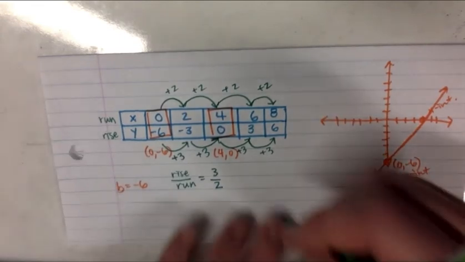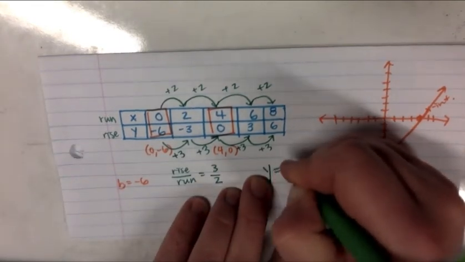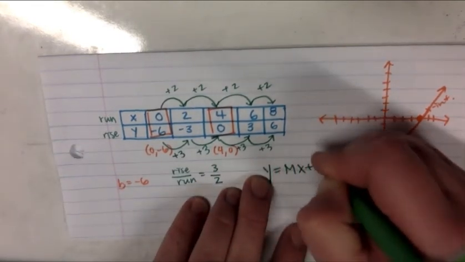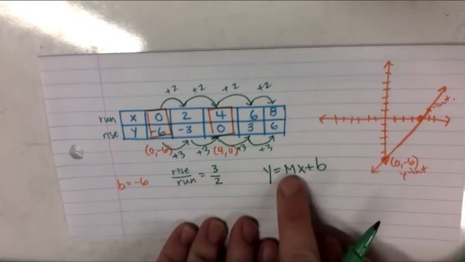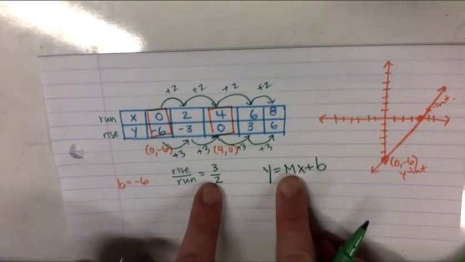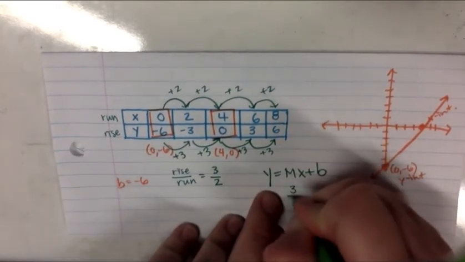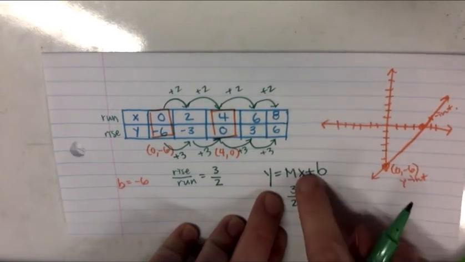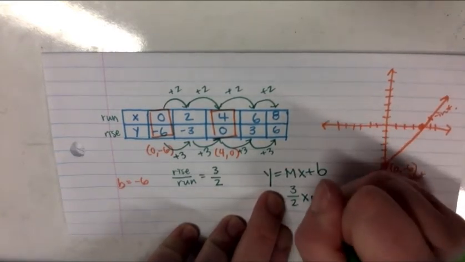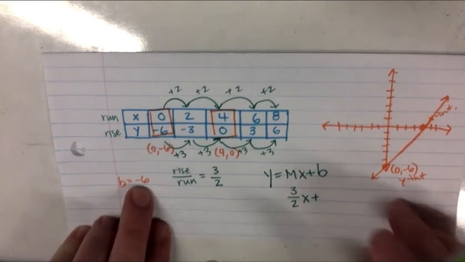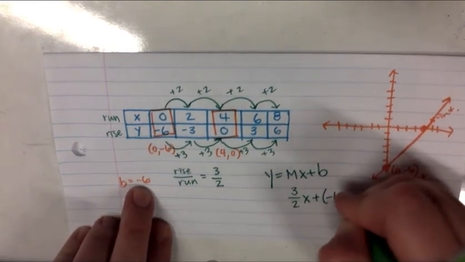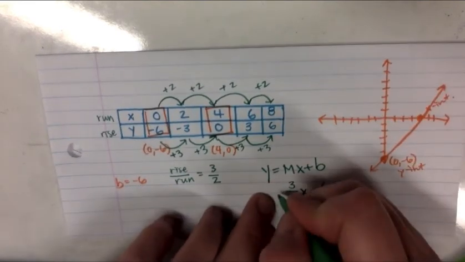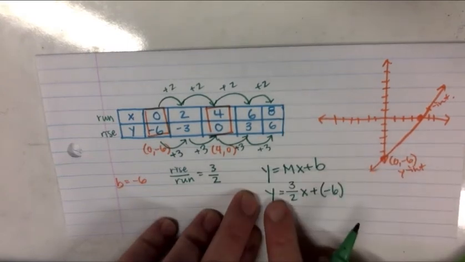So now I can create my equation in slope-intercept form, y equals mx plus b. Instead of writing m, I'm going to write my slope of 3 over 2. I still have an x that I'm going to bring down. I always have my input that I need to put in there. And then I have a y-intercept of -6. And I still have y because I always want my output.